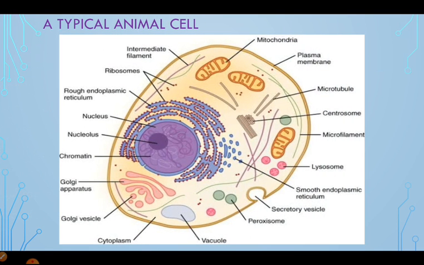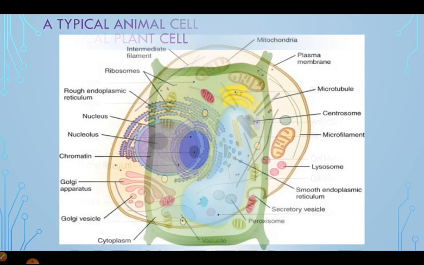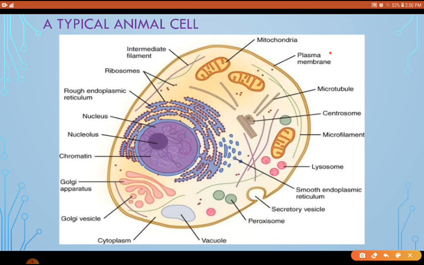Next we see how we can identify the different parts, the different structures present in a cell by looking at a diagram. If a diagram is given to us, how can we identify different structures of the cell? Now, this is a diagram of a typical animal cell. First of all, we see that there is an outer membrane that is known as the plasma membrane. This is the outermost layer of an animal cell.